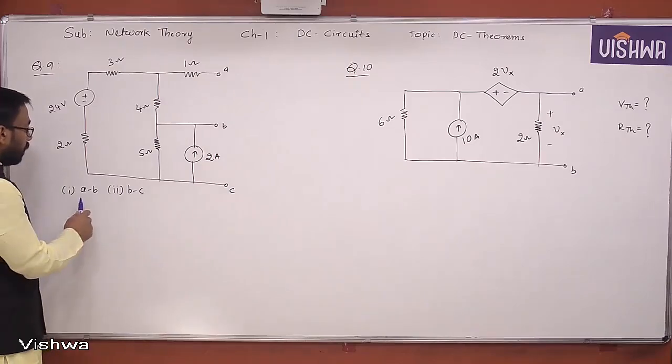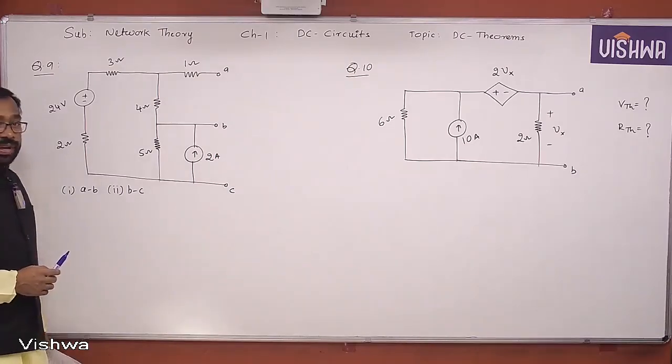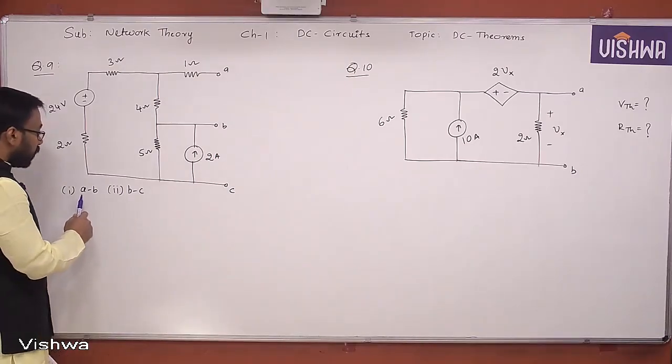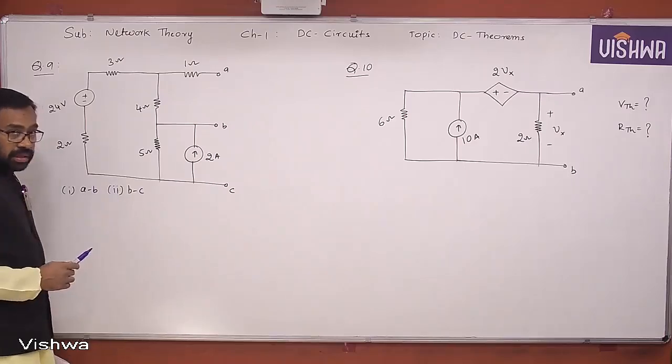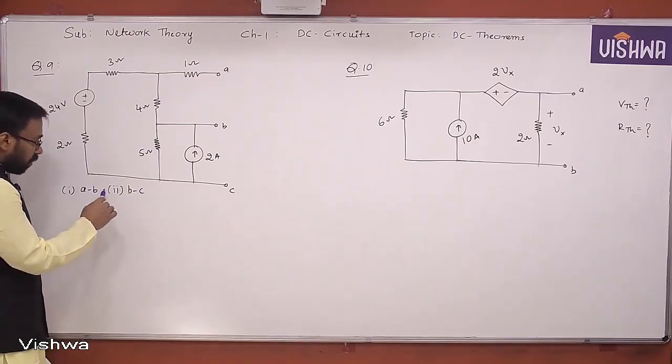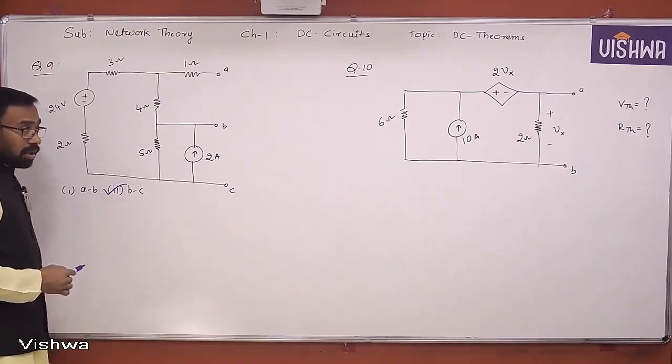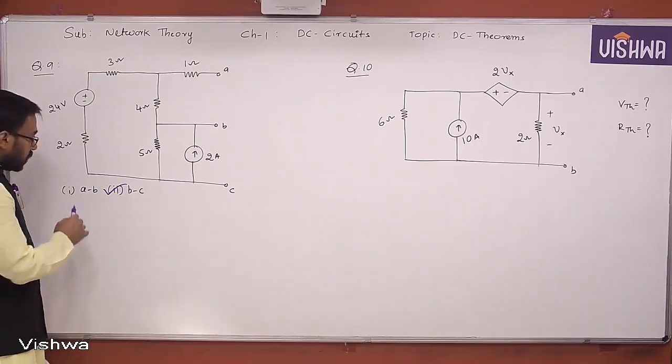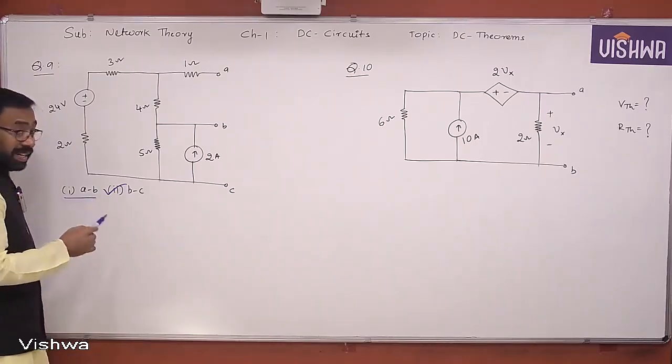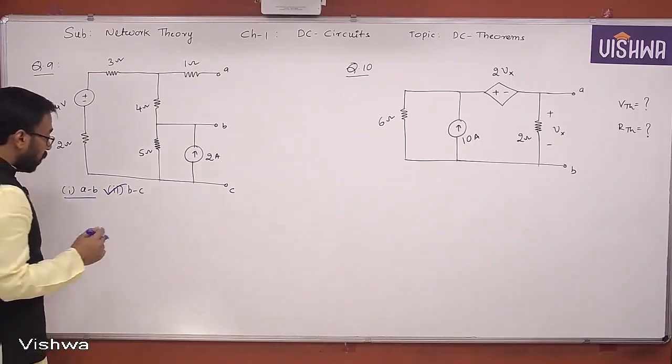Okay, with respect to AB terminals, we can find the Thevenin's equivalent with respect to AB terminals as well as BC terminals. This particular problem you can try on your own. I'll give you the answer. But this particular problem we have already done. I think you remember the answer.